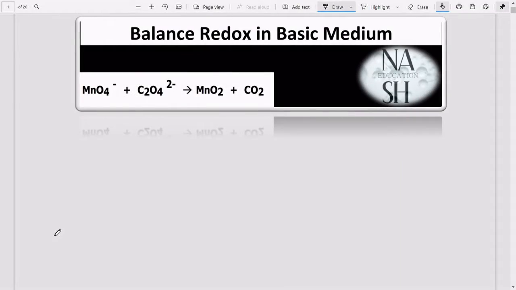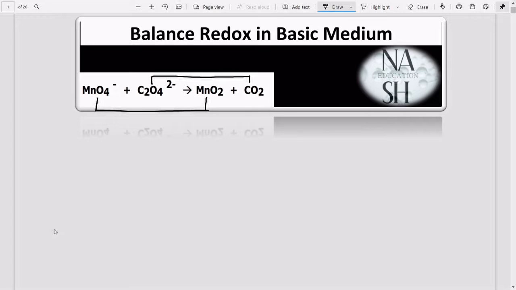In the following example, we have an oxidation and reduction reaction happening in a basic medium, and we need to balance the equation of this reaction. First of all, we are going to divide the equation into two halves. So my first half will be in between MnO4 minus 2 and MnO2. And my second half will be in between C2O4 minus 2 and CO2.